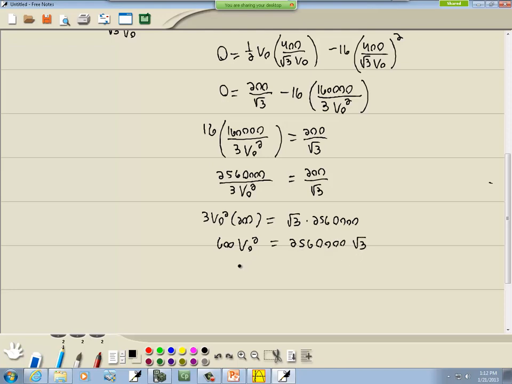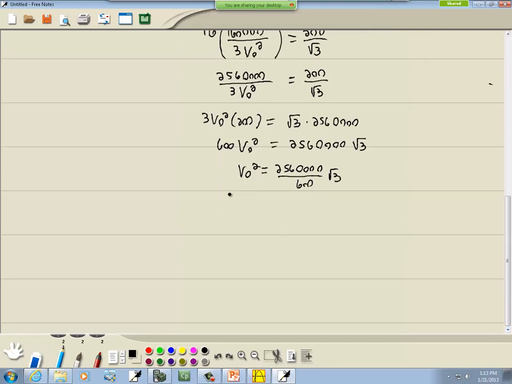And divide both sides by 600. And let me see, that divided by 600. That doesn't go nicely. But some of the zeros would cancel anyway. So this would be 256, 1, 2, 3, 4 over 600 square root of 3. And let's see, what's that become?